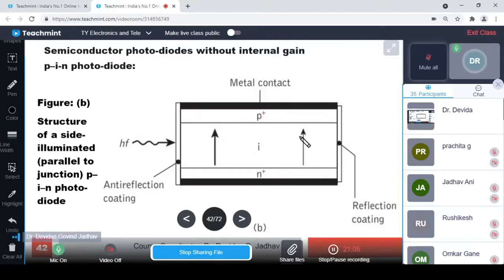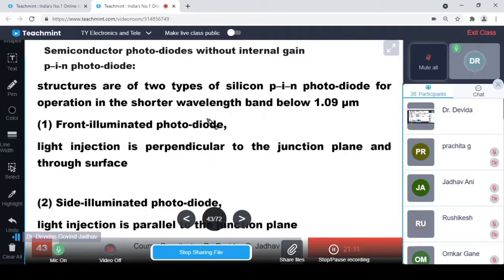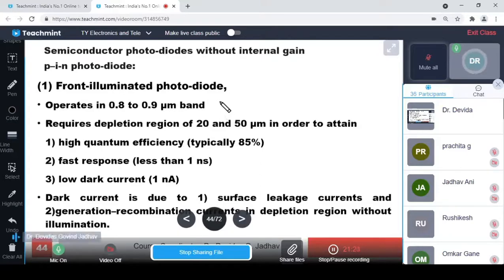Okay. So two types of structure: front illuminated and side illuminated. In front illuminated, light injection is perpendicular to the junction. In side illumination, light injection is parallel to the junction. Front illuminated operates at shorter wavelengths because the absorption region is shorter, and for longer wavelengths quantum efficiency drops. So therefore 0.8 to 0.9 micrometers, depletion region 20 to 50 micrometers, typically 85% quantum efficiency, and fast response time of less than 1 nanosecond.